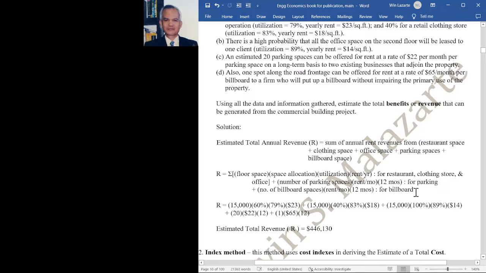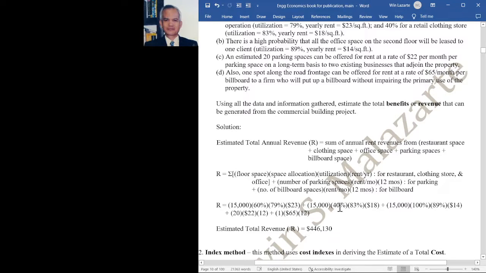For the billboard space, its formula is the rent per month per billboard spot times 12 months to convert this to an annual rent revenue, times the number of billboard spaces, which is only 1. It's only 1.